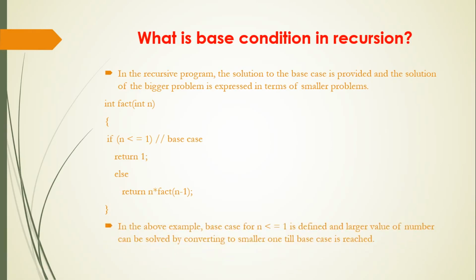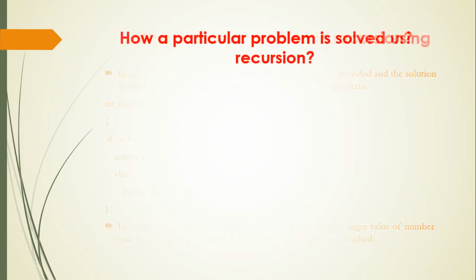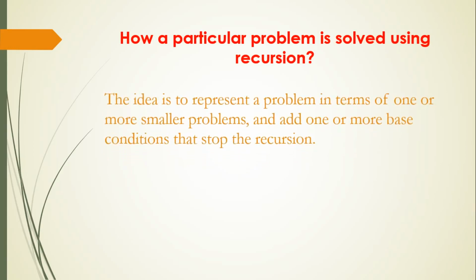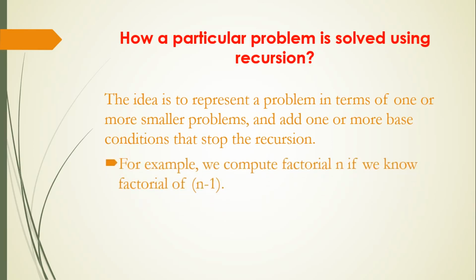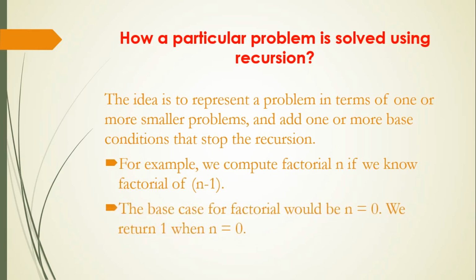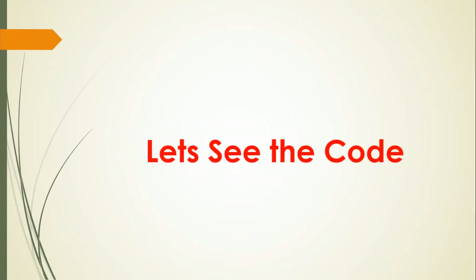The base case for n less than or equal to 1 is defined, and a larger value of the number can be solved by converting it to the smaller one till the base case is reached. So how is a particular problem solved using recursion? The idea is to represent a problem in terms of one or more smaller problems and add one or more base conditions that stop the recursion. For example, we compute factorial of n if we know factorial of n minus 1. So the base case for factorial would be n equals 0, we return 1 when n equals 0. So let's see the code of how we can implement recursion.